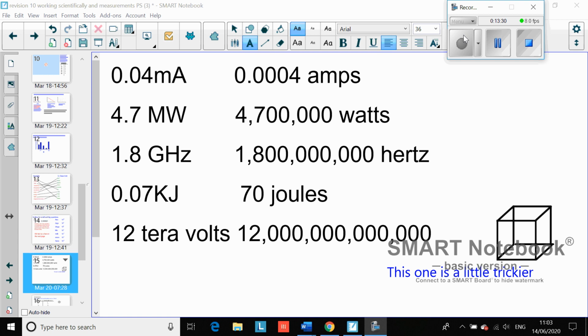4,700,000 watts. 1.8 gigahertz, remember giga is to the power 9, so 1 there, and then 800 million hertz. Okay, so 1.8 gigahertz is that number. 0.07 kilojoules. Now remember, kilo is 1,000, so 0.7 would have been 700 joules. 0.07 is 70 joules. And then finally, 12 teravolts is 12 with 12 zeros after it. Okay, so that's how you would scale it up.